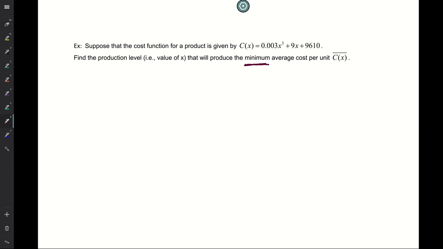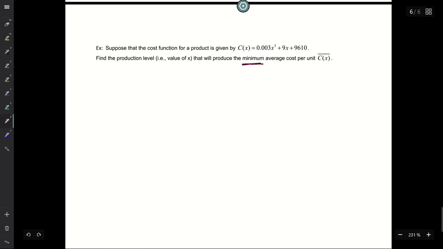It says find the production level, in other words, the value of x. Remember here that x is going to be a number of items. Well, it doesn't make sense for x to be a negative amount of items. So we can basically think of x values as being anything from 0 on to infinity. So the domain of this function, because of the application that's tied to it, would be 0 to infinity. And we're going to say we can allow for the 0 to be included. All right, they want to ultimately find the production level value of x that's going to produce a minimum average cost per unit c of x.